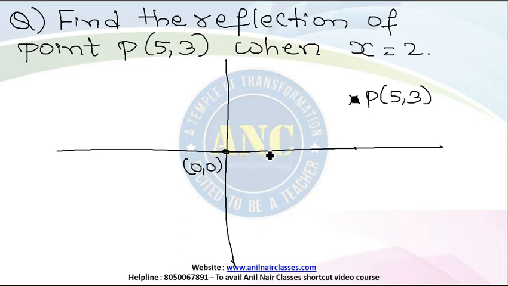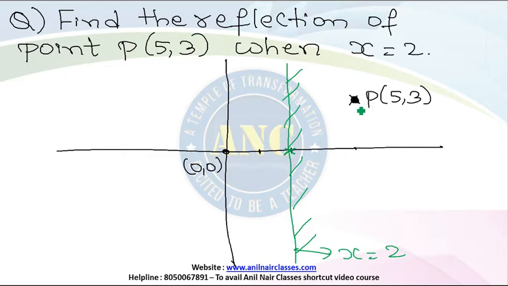X is equal to 2. That means x value is 1, x value is 2. This is x is equal to 2. X is equal to 2 is a straight line which is parallel to the y axis. So this is a line called x is equal to 2. I will name this as my mirror. That means this is my actual position, this is me in my real world. This is the mirror and I want to find the image of me. That means I will be somewhere located here.